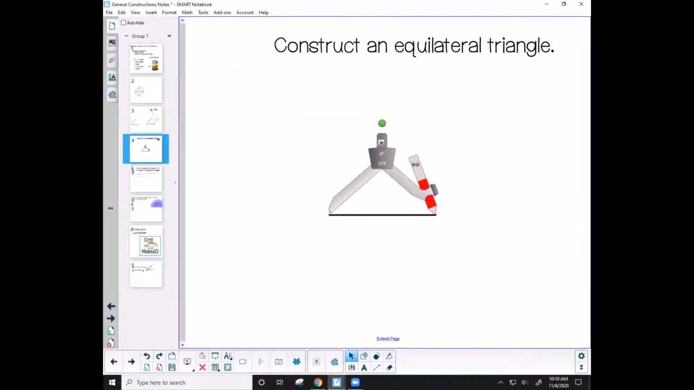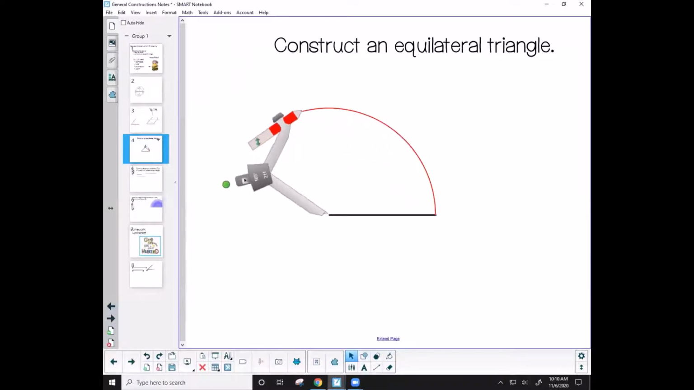So what we're going to do is take our compass opening and set it to the length of that segment, which is our side length. Everybody have their compass setting? Okay, we're going to keep this compass setting for the whole time. So I'm going to draw an arc starting at that segment and going a little over a quarter of the circle. So a big arc there.